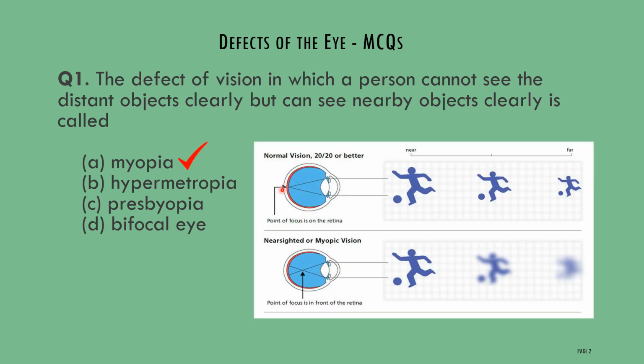The correct answer is myopia. Already you discussed this in the last class. A person who is able to see the near object properly but not the far object properly, we call it myopia. Why does this happen? In myopia, the image forms before the retina, not exactly on the retina. Because of this defect, the person is not able to see the far object properly. Therefore, the correct answer is myopia.